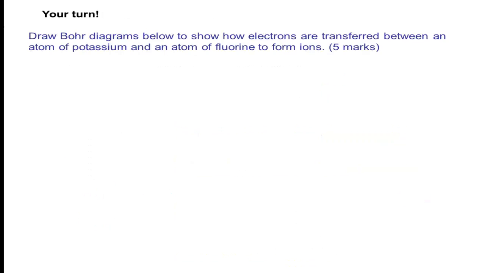Your turn. Draw Bohr diagrams below to show how electrons are transferred between an atom of potassium and an atom of fluorine to form ions. This puppy is worth 5 whole marks. If you have any problems, talk to me and we'll try to give you a hand. But make sure you actually read 7.1, 7.2, do the study guide for both those sections, and you will be ready to move on to the tough stuff, the important stuff about ionic and covalent bonding in 7.3 and 7.4.